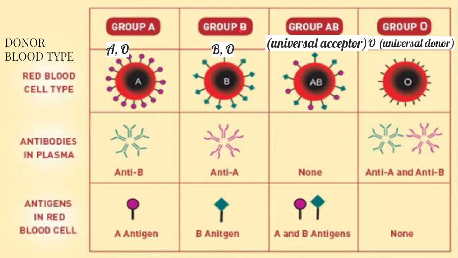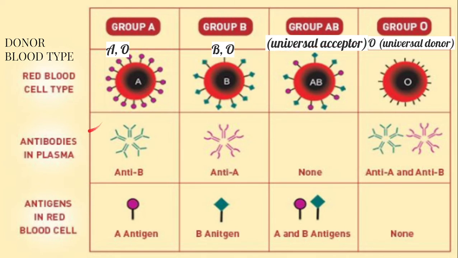Similarly, in group B, a person can always receive blood from group B and group O. Whereas group AB is the universal acceptor of blood, so it can receive blood from group A, group B, group AB, and group O. And group O is the universal donor, so it can give blood to group A, group B, group AB, and of course to itself as well, group O. So group AB is the universal acceptor and group O is the universal donor.